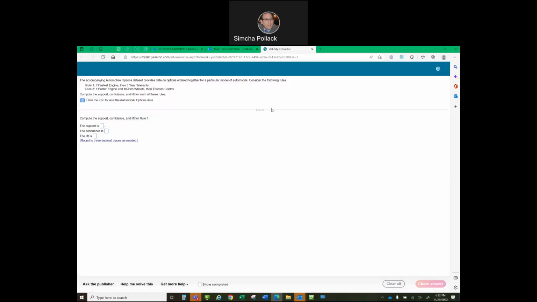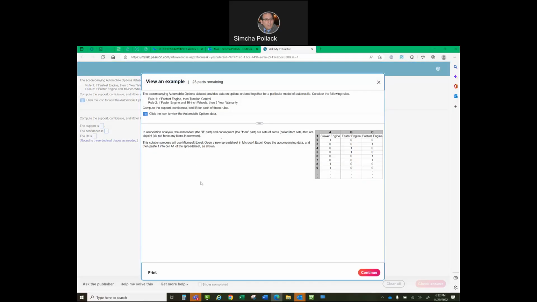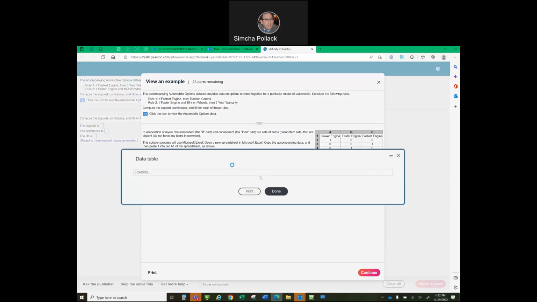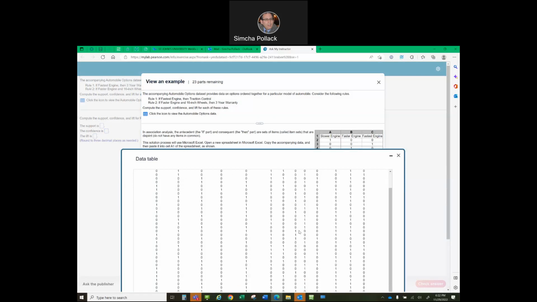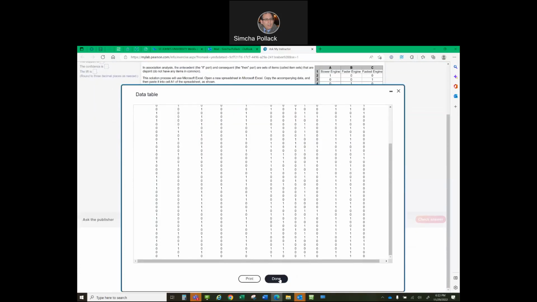by using the book's help step by step, and we'll play along with the Excel file. So we have a bunch of data. I forget how many. And we have cars with slower engine, faster engine, fastest engine, and let's just see the data. Some of them have warranty, some have different types of wheels, sound systems, other options. We want to know how these are related.